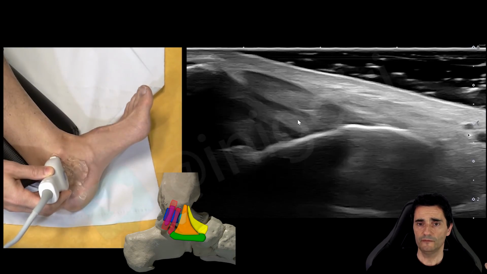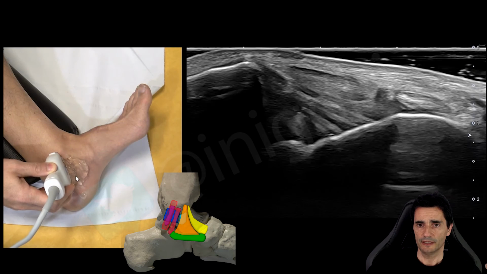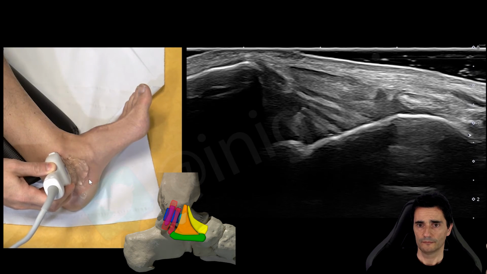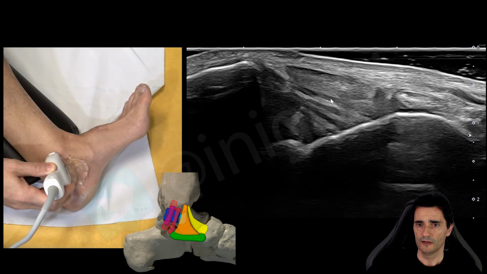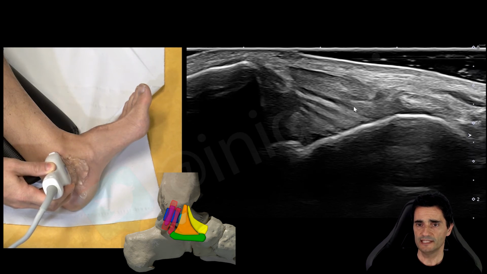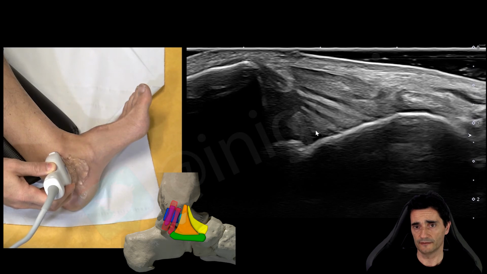pattern, and if we use a good amount of gel and we slightly lift the probe with this amount of gel here, using this technique, we can see the anisotropy of this tendon, of this ligament, and we can see all these fascicles more dark and others more hyperechoic. This is very characteristic of this ligament here, okay?